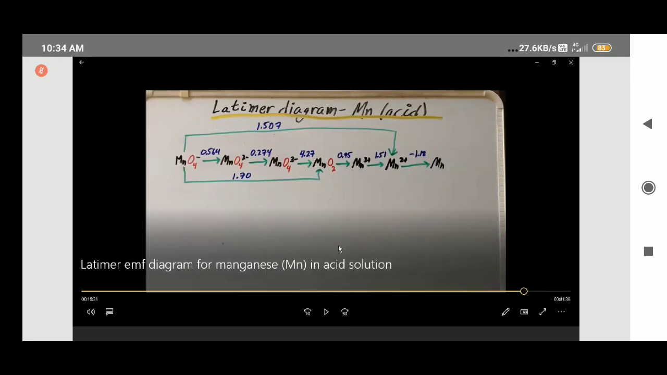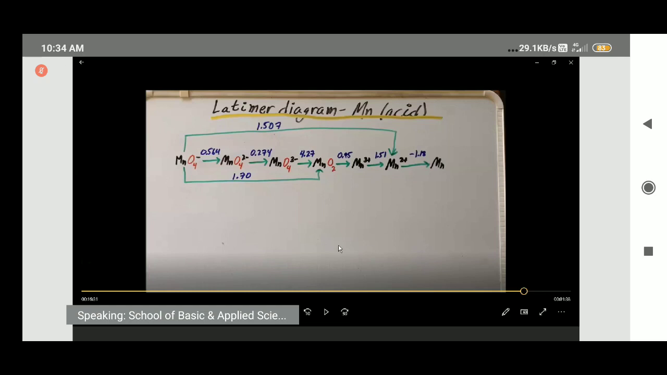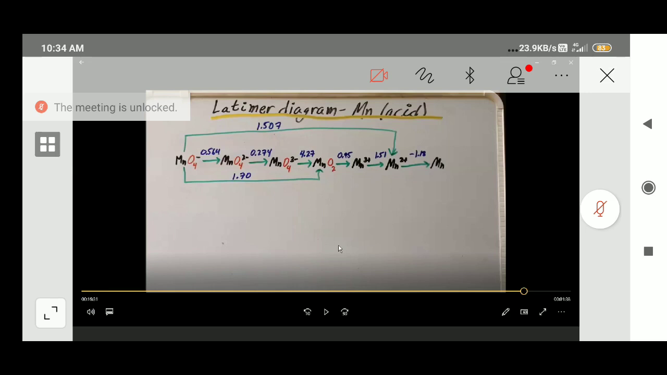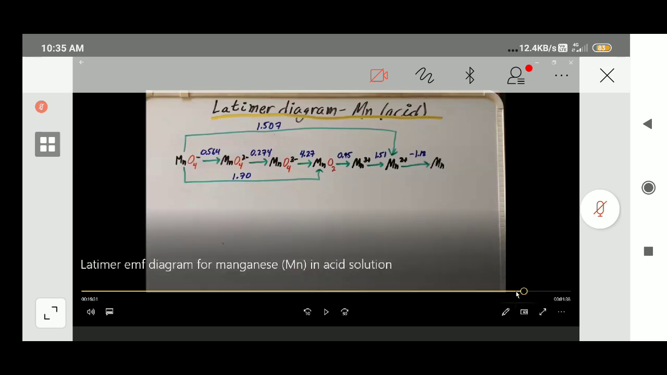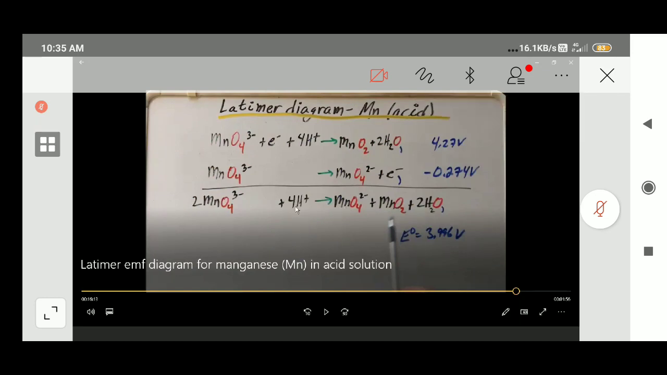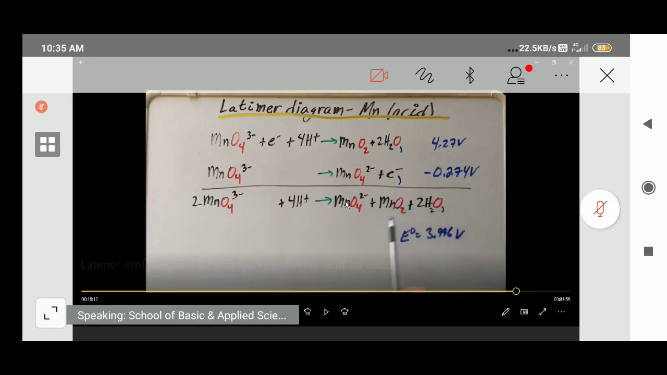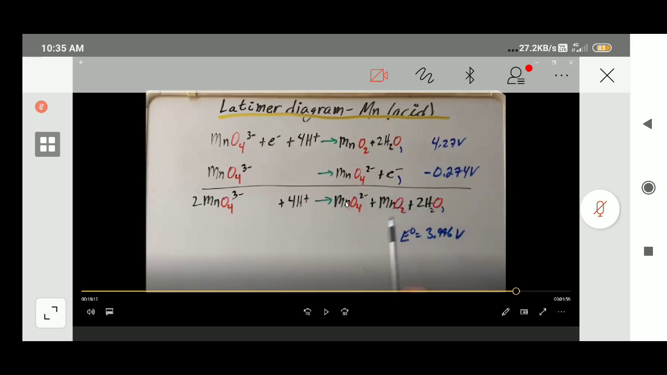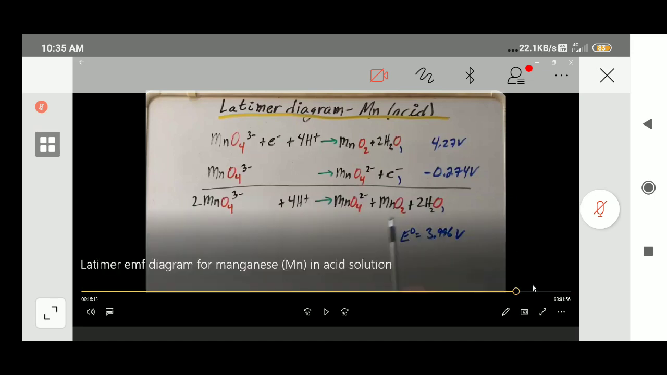So most often in CSIR you will get one problem based on this manganese. What happens here is they want to know what is the standard reduction potential for a disproportionation reaction involving this MnO4 3 minus, to MnO4 2 minus and MnO2. In this particular MnO4, one part is getting oxidized and another part is getting reduced. So how much potential is involved in this disproportionation reaction? That is what will be asked in the question.